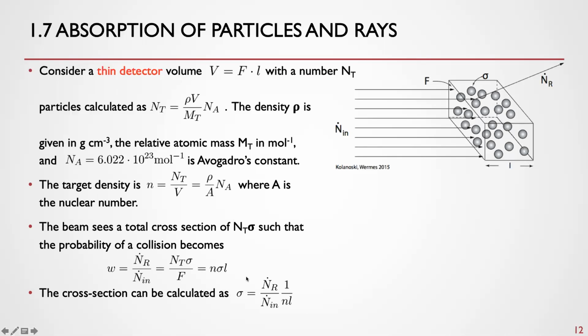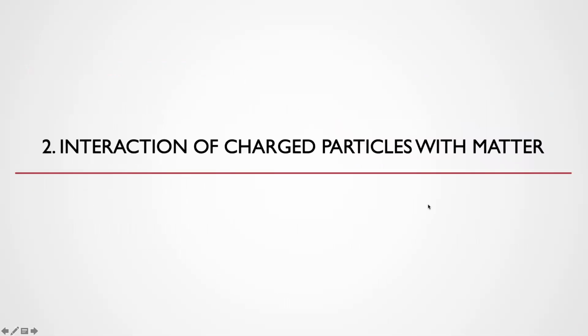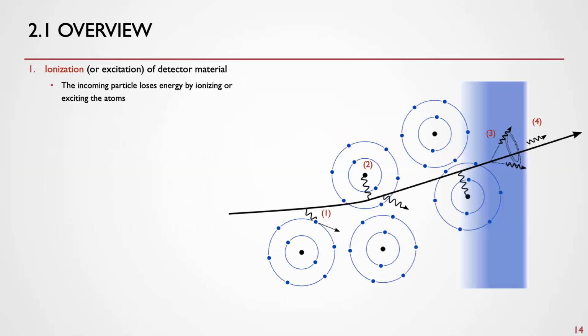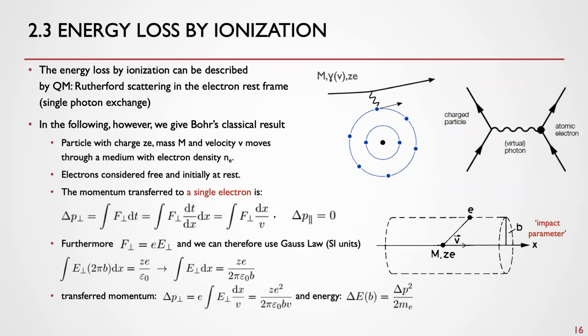So in a fixed target experiment, we only need to know the thickness of the detector and the incident and the final rate to compute the cross-section. We will then relate this to what happens in the thick volume of the detector and derive Beer-Lambert's law. You can already see that these are very simple calculations, and I will just draw them here on the slide. And then we will look at interactions of charged particles with matter. The big topic of next time is the Bethe-Bloch equation.